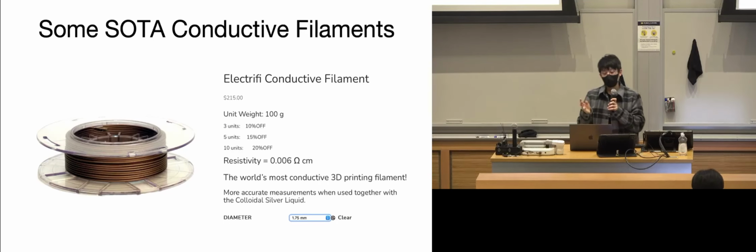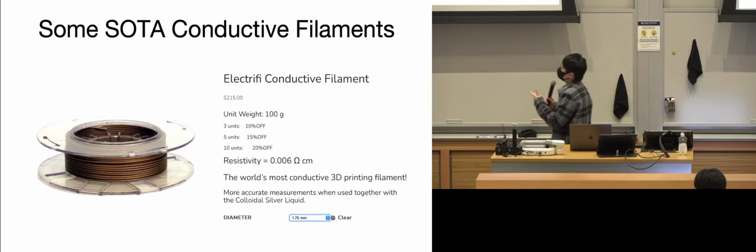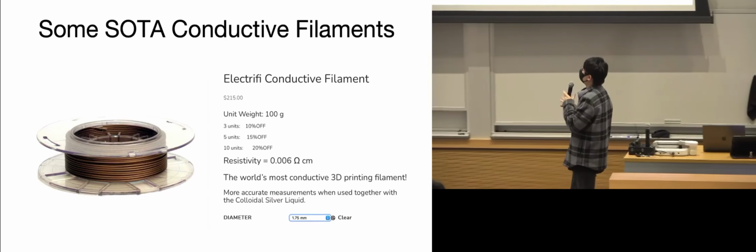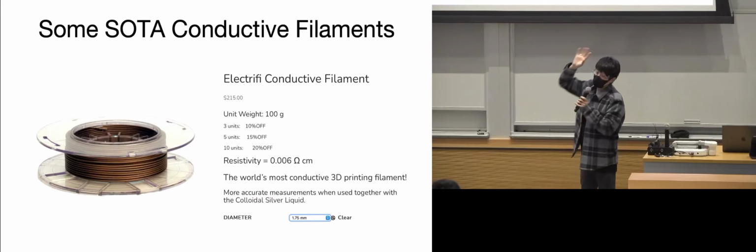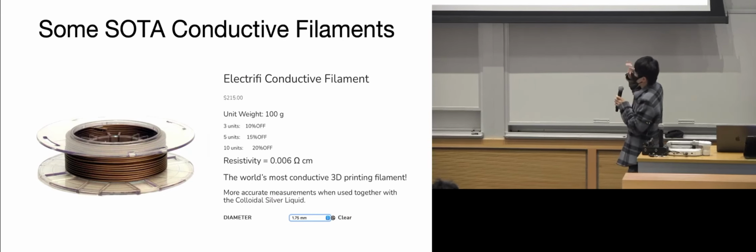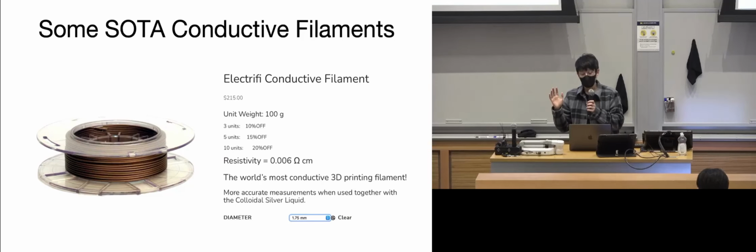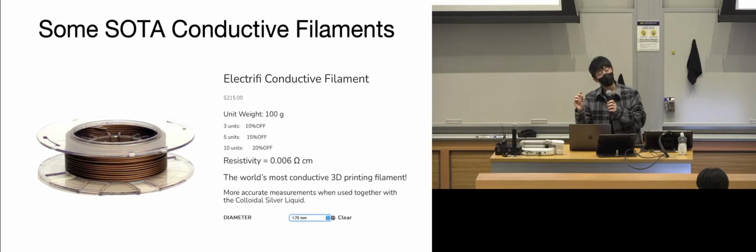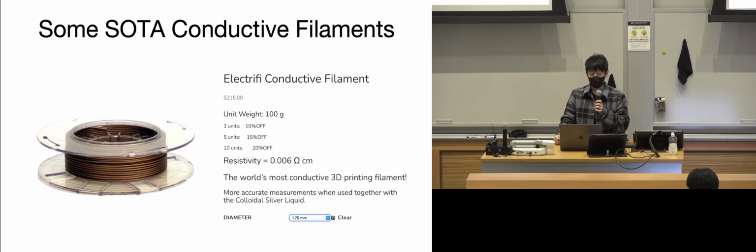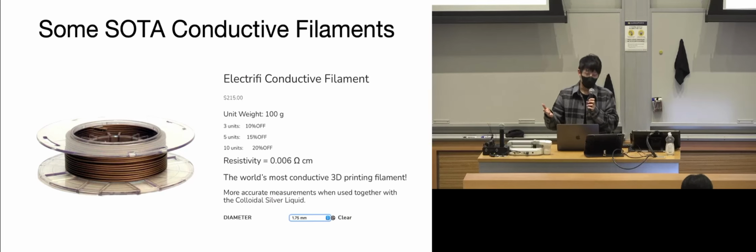More like state-of-the-art conductive filaments, we have this Electrifi. These are super conductive. Usually it's about 0.006 ohm per centimeter. So it's quite conductive, but the downside is it's pretty hard to work with. So if you ever think about using this filament on any of your final projects or future projects, feel free to reach out to me. We can give you some hints or some suggestions on whether you should use it or if your geometry is just too complicated for this.